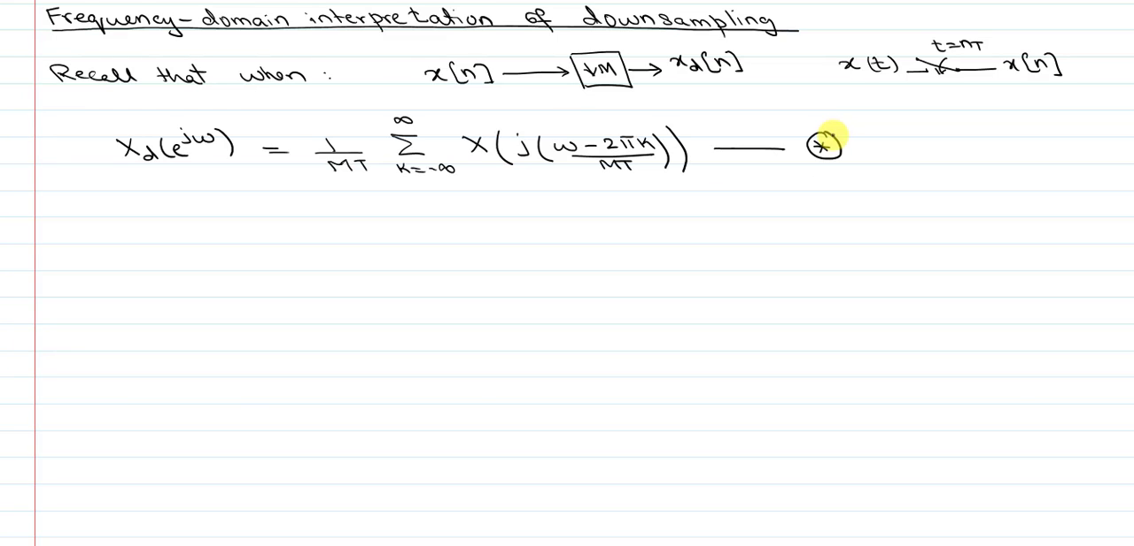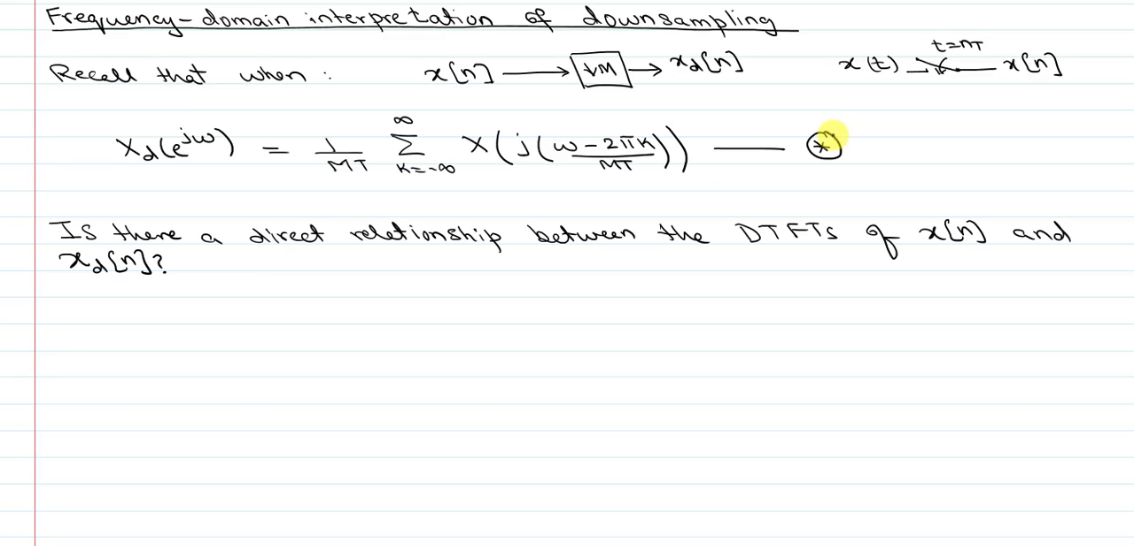So the question we want to address is the following. Is there a direct relationship between the DTFT of x[n], which we will denote by X(e^{jω}), and the DTFT of x_d[n], which is X_d(e^{jω})? And the answer to that is yes, that is true. And the focus of this lecture is to figure out how we derive that relationship.